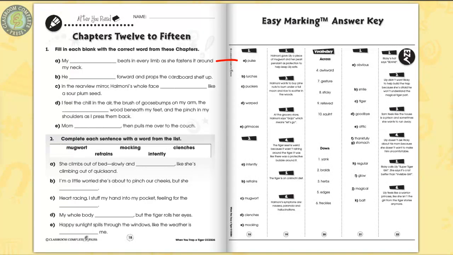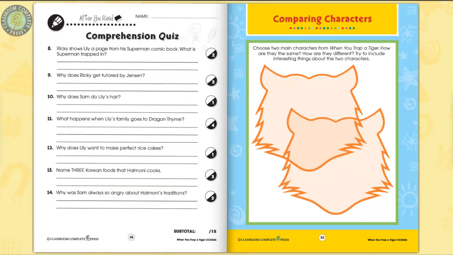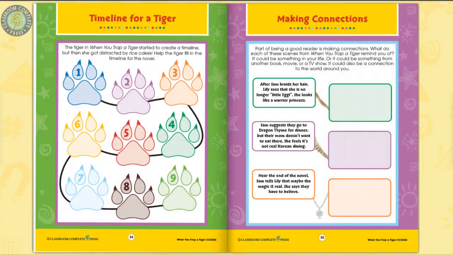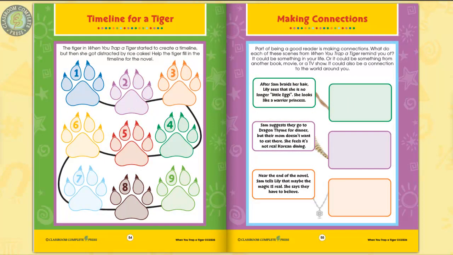The easy marking answer key works by lining up perfectly with the matching question pages. 3 color posters, which are graphic organizers, complete the resource. Make connections between scenes from the novel in your own life.